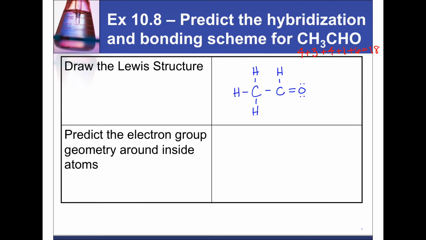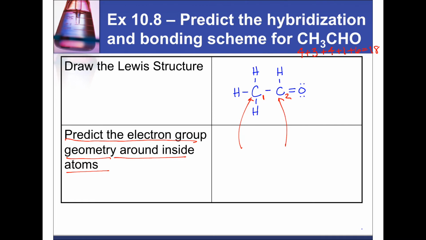I cleaned up my Lewis structure a little bit to make it easier for us later. The next step is to predict the electron group geometry around the inside atoms, so those central atoms there. I'm going to have to do that for this carbon and also this carbon. Those are our 2 central atoms, and I'm going to label them carbon 1 and carbon 2.